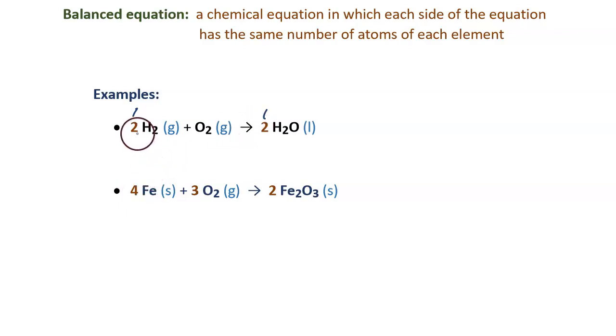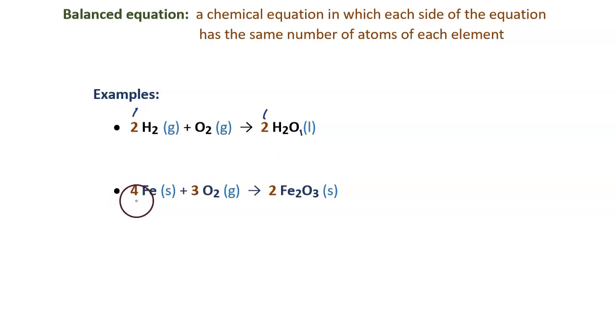Look at the letter H. 2 times 2 is 4 hydrogens. On the right side of the arrow, 2 times 2 is 4 hydrogens. Now look at the letter O. We can see there are 2 O's here, and on the other side of the arrow, when that coefficient is distributed to this O, or another way to think of it is 2 times 1 makes 2 O's, we see that the O's are equal on both sides of the arrow as well. That's a balanced equation when you have equal numbers of atoms on both sides.